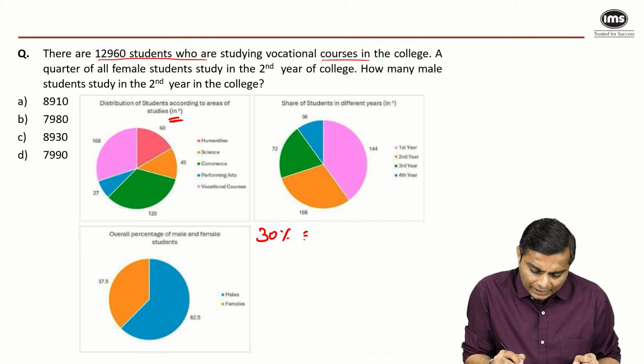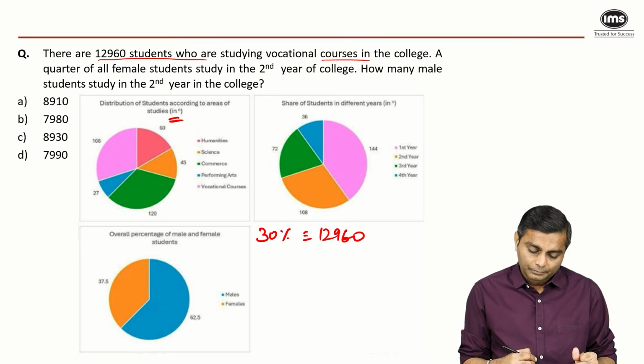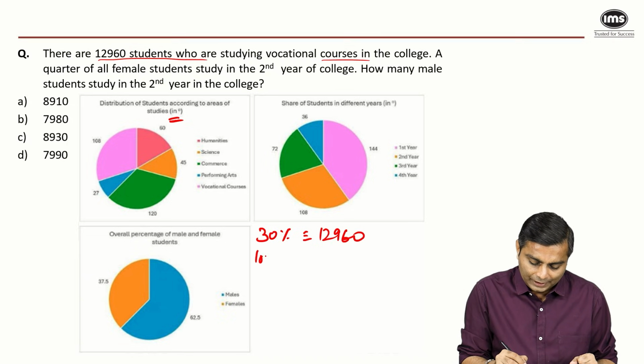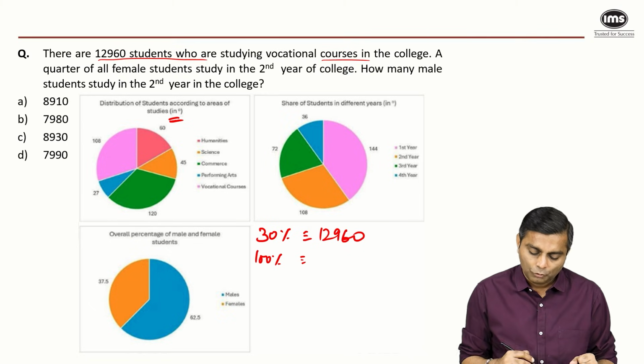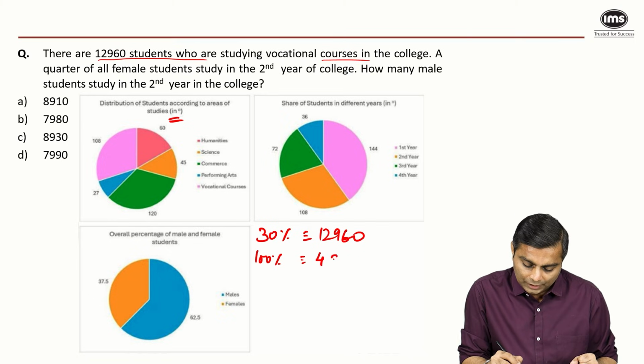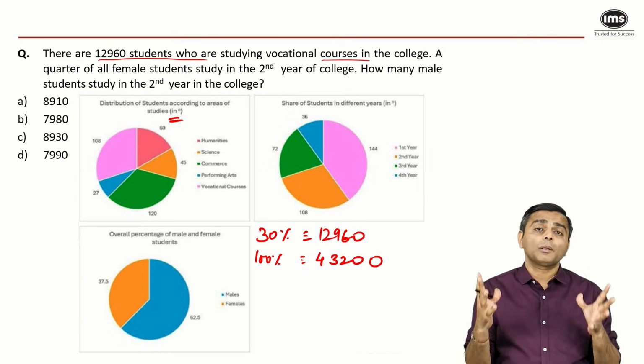So 30% of the total is nothing but 12,960. So 100% is going to be equal to what? Divide by 3 and add a 0. If you divide by 3, this is 4, this is 3, this is 2, 0 and a 0. So 43,200. So now what have we found? We found the total number of students in the college.